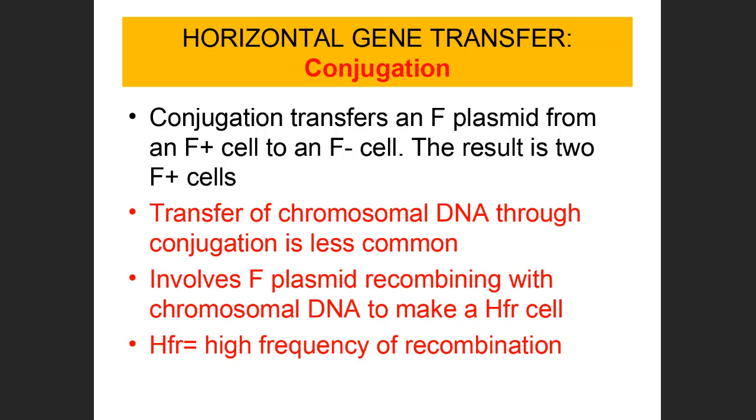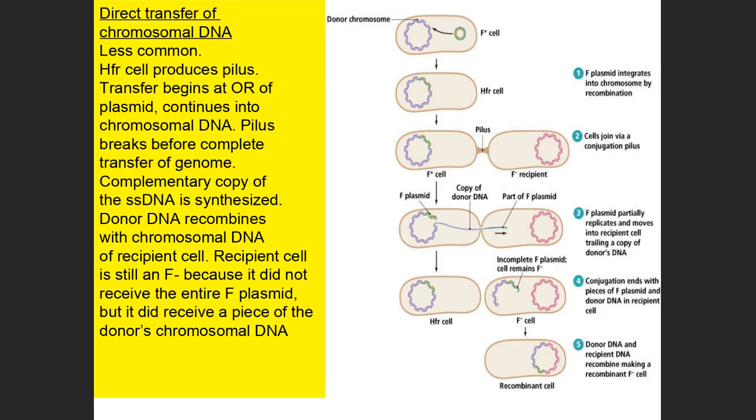But now we're bothered by these. One of the things that could happen is that the F plasmid could go into the chromosome of the bacteria. We call that an HFR. So when the plasmid goes into the chromosome, the bacteria is not an F plus cell anymore. We call the cell an HFR, just to say that now the plasmid is in the chromosome of the bacteria.